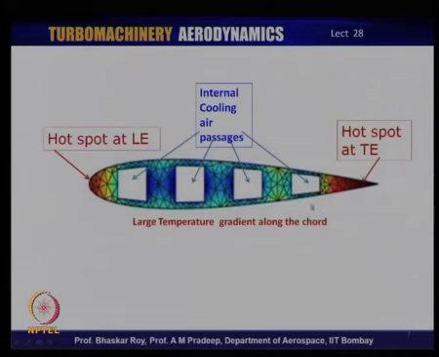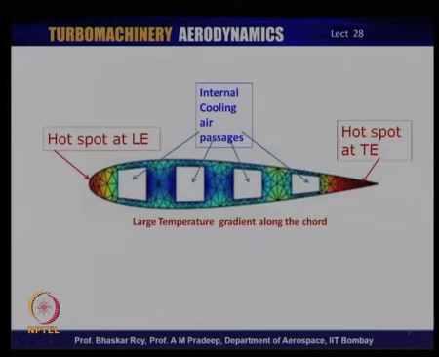A simple aerofoil is being shown here, and you have a huge temperature gradient in the chordwise direction on the blade surface, on both the surfaces. In a real turbine, the two surfaces are unequal. What is simply done is you create blade passages, internal passages, through which cold air is passed, let us say from one end of the blade to another, which is from hub to tip.